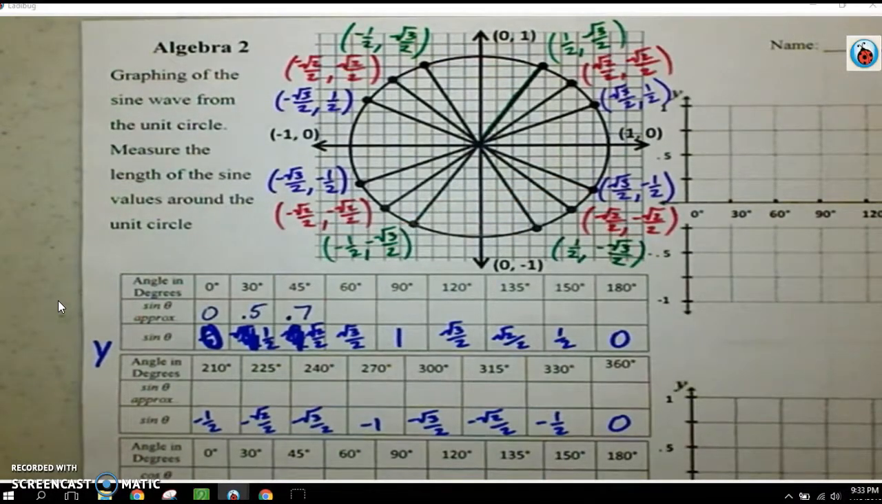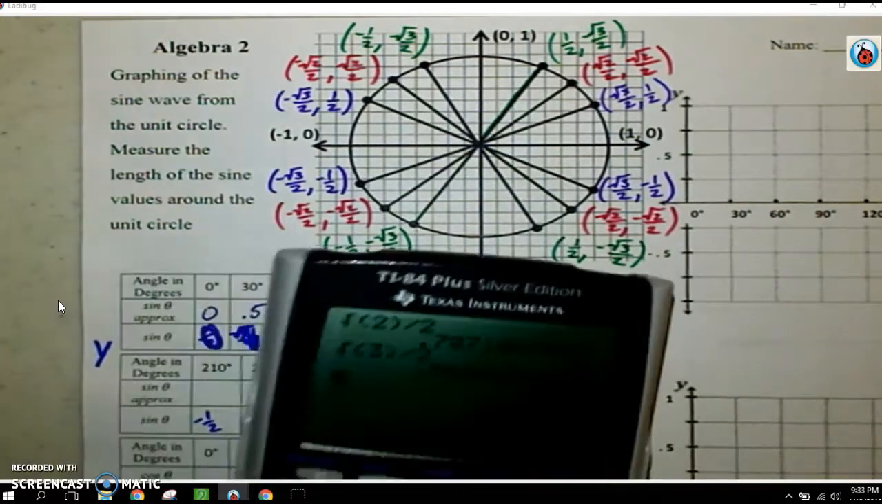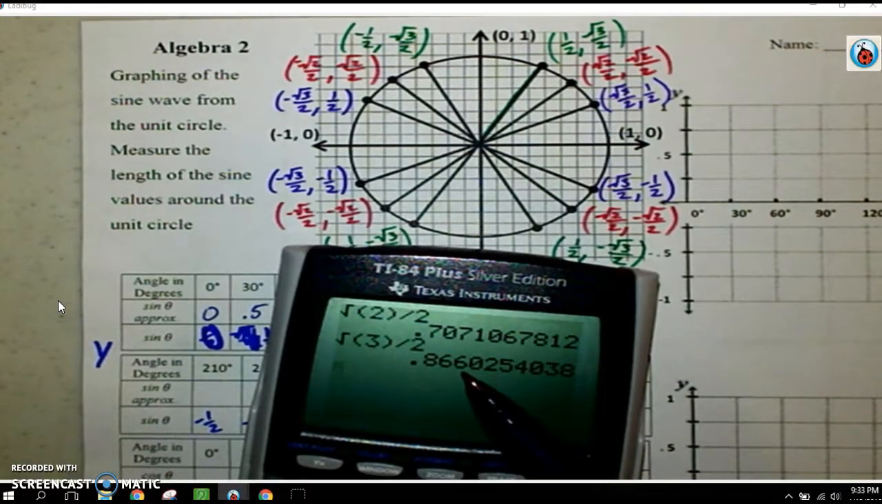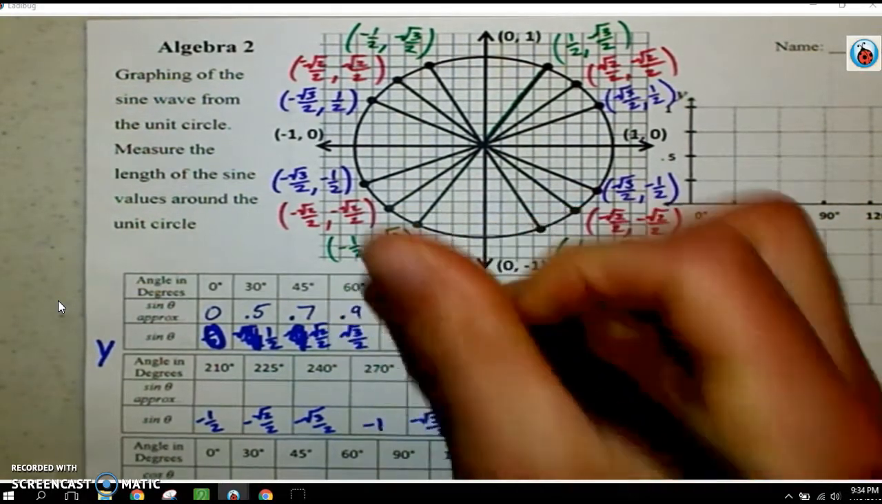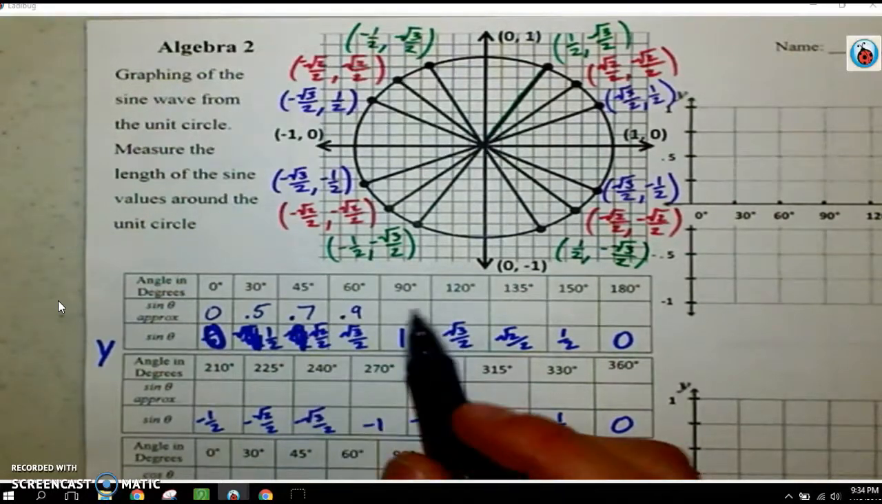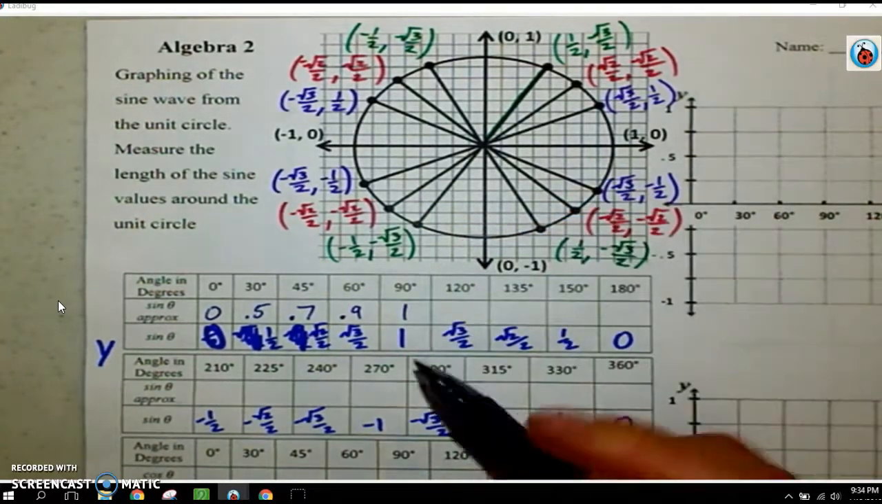And then for 60 degrees, we will approximate root 3 over 2. And that is approximately 0.866. So I'm going to approximate that at about, let's just round that to a 0.9. Now remember, these are rounded approximations. At 1, I don't need to do anything there.